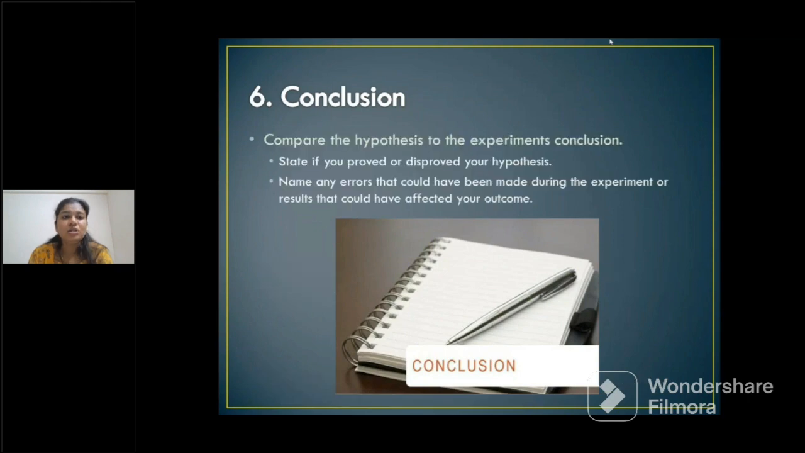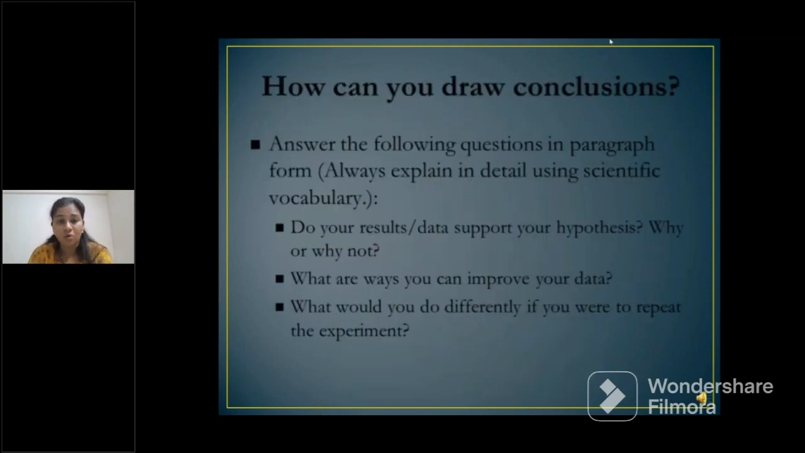Coming to conclusion, compare the hypothesis to the experiments, whatever conclusion that you have taken. Try to prove or disprove your hypothesis. Do mention if there were any chances of errors, how many percent of error has occurred, and whether it actually impacted your conclusion in a very adverse way. If not, then what actually happened and what went wrong.